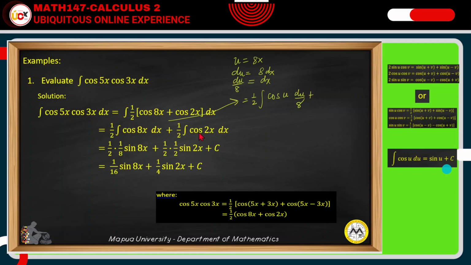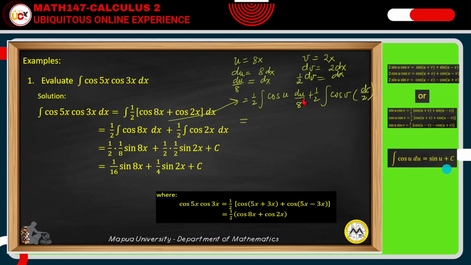Plus you have 1/2 times the integral of cosine 2x. Here we let b be equal to 2x. Then getting the differentials of both sides, db is 2 dx. Dividing both sides by 2, we get dx is 1/2 db or db over 2. Then by substitution, 1/2 of this is cosine 2x where 2x is b, so you have cosine b times dx where dx is db over 2, or 1/2 of 2.